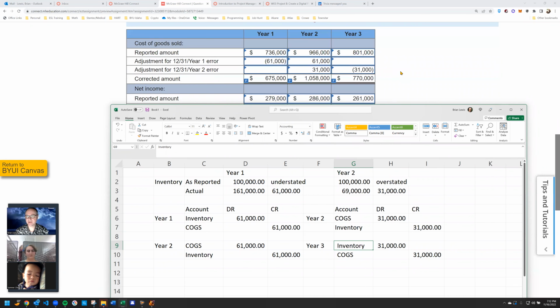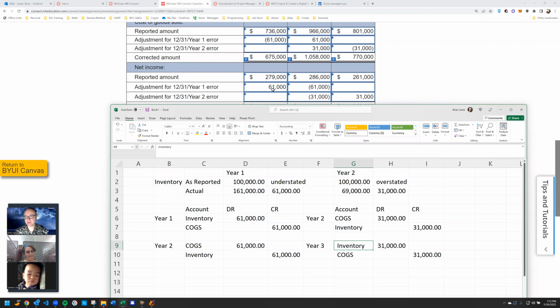So then the impact is going to be just the opposite for net income. Anytime you increase cost of goods sold, you're going to decrease net income. So you should see just the opposite happening here, right? 61 plus, that's an opposite there. And then these numbers are all opposite of the numbers above.